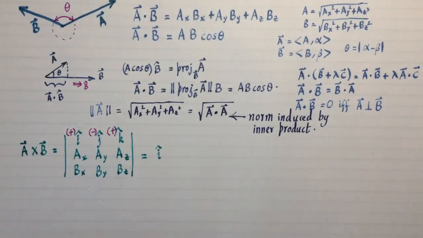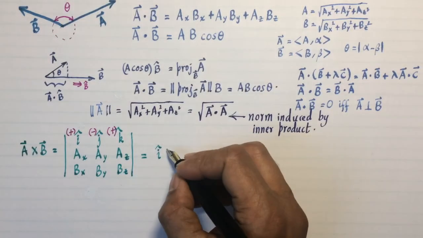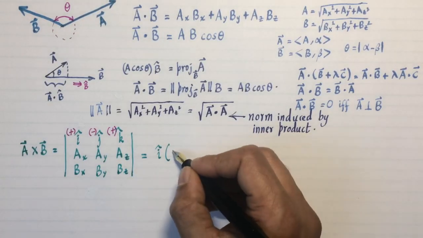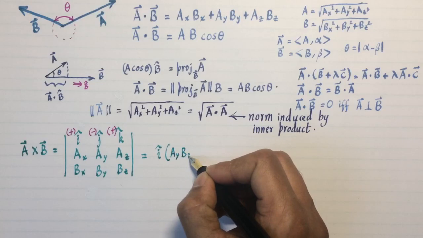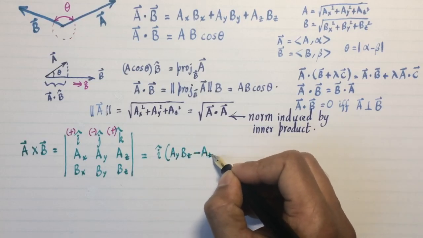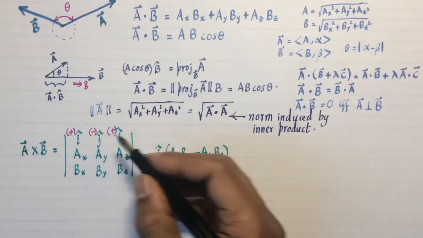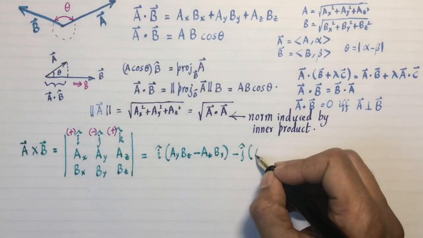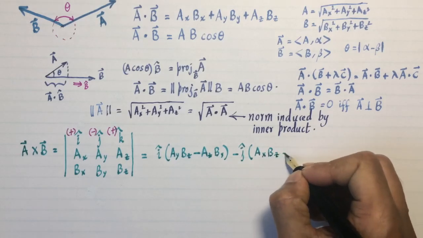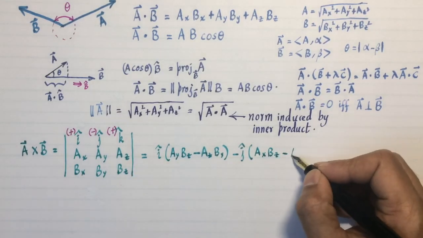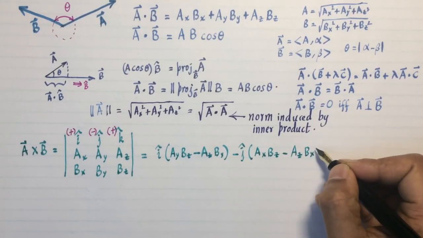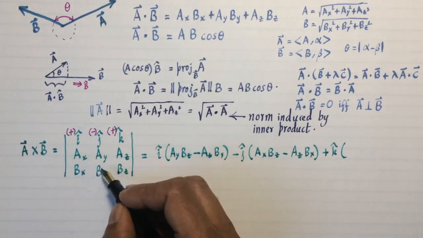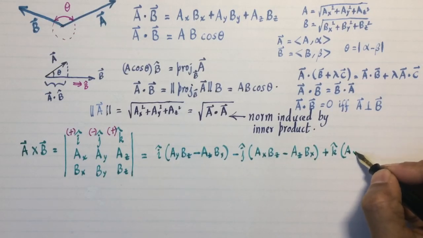So now let's go to the evaluation of it. It's I hat times AY BZ minus AZ BY. And then there's going to be minus J hat times AX BZ minus AZ BX. The last term is plus K hat times AX BY minus AY BX.